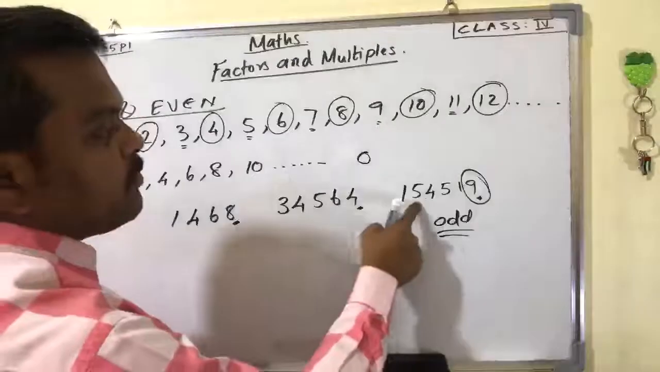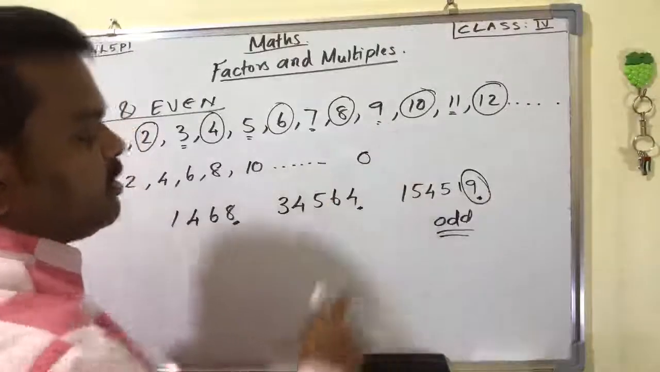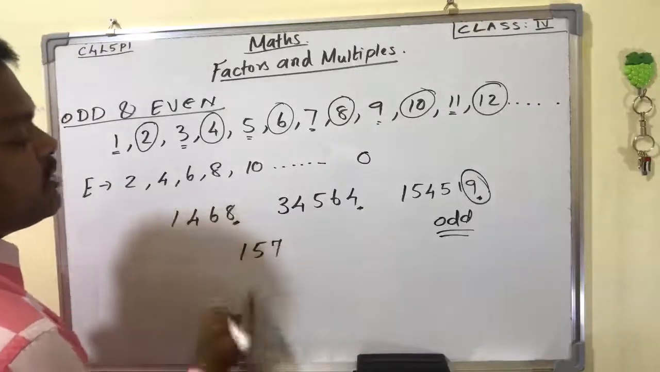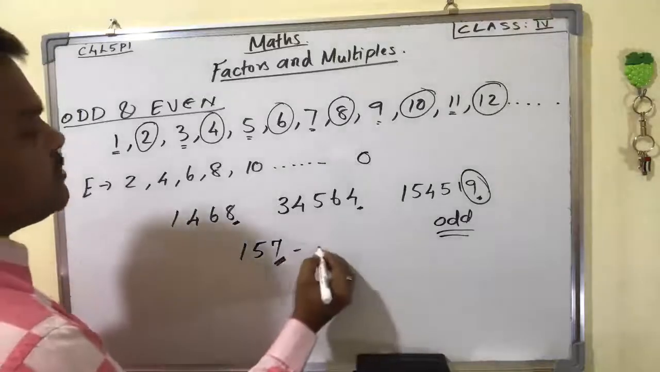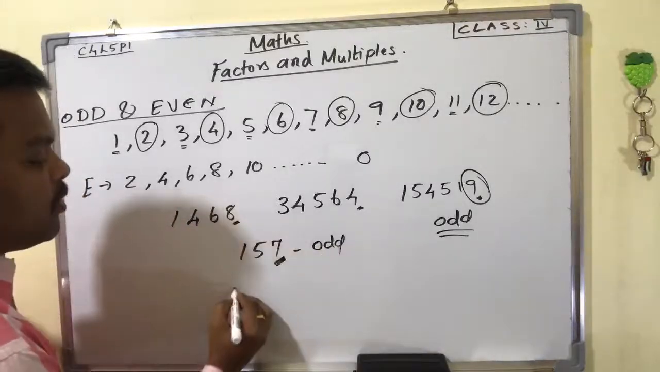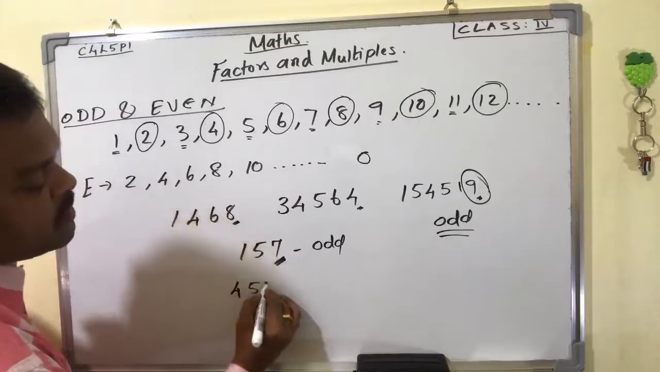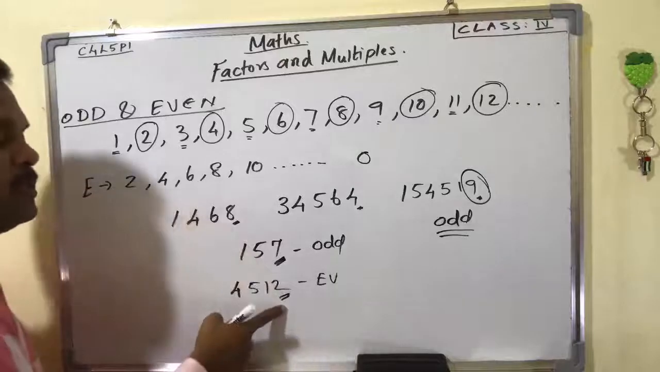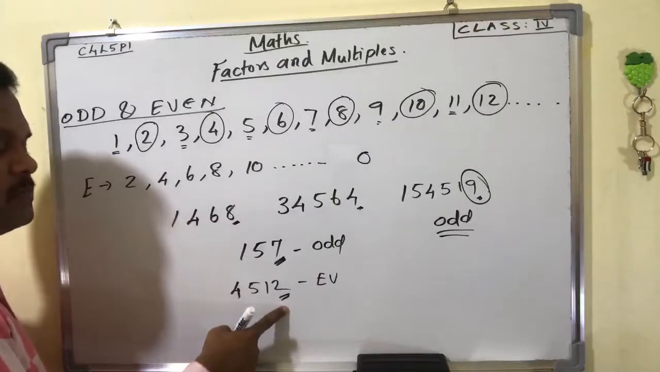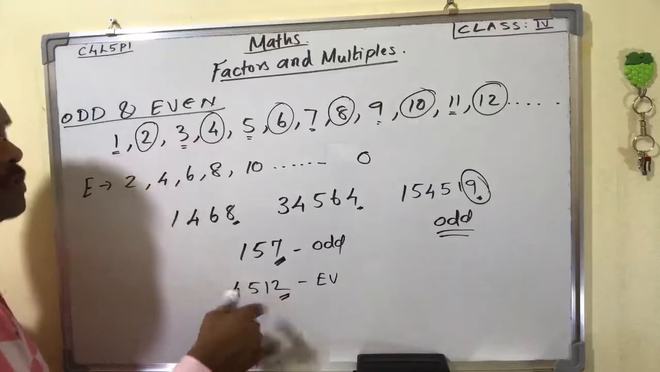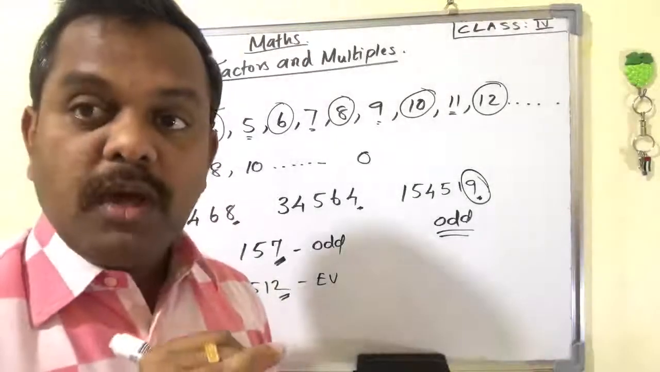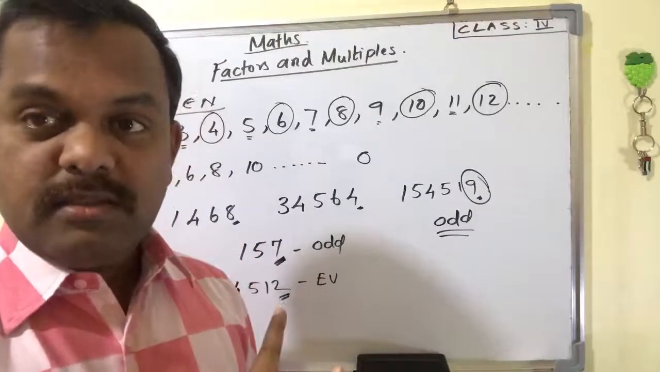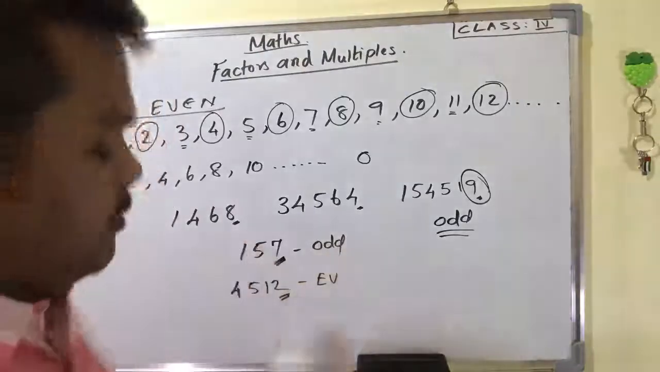So 1,54,519 is an odd number. One more example, 157. Check the last number, 7. So this is an odd number. And 4,512. Check the last number, 2. This is an even number. So if the ones place has a multiple of 2, I mean 2, 4, 6, 8 or 0, we can say that is an even number. So this is odd number and even number.